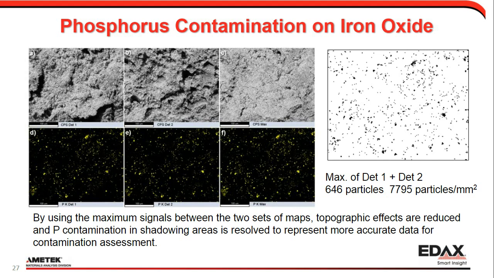Looking at one detector, either detector 1 or detector 2, versus the max signal, we see about a 10 to 20% increase in the number of particles we detect. So by using this max signal between the two detectors, we can reduce the topography effects, and we can get a much more accurate description of the contamination and the contamination density on this sample. And this is something that would be very difficult to do with a single detector setup.